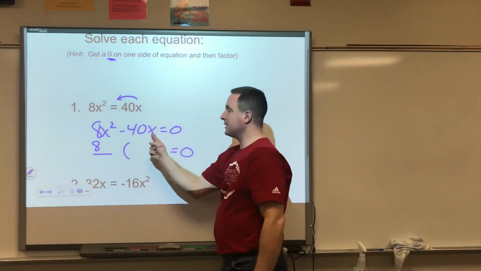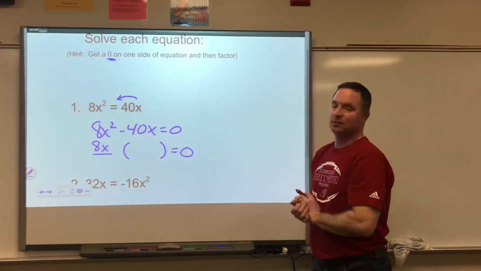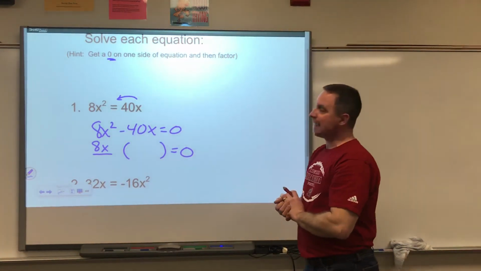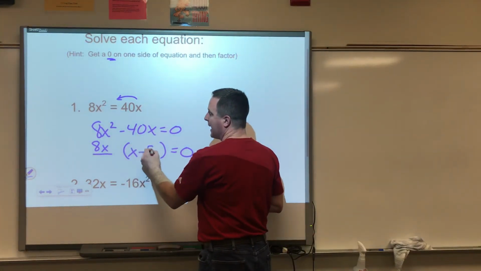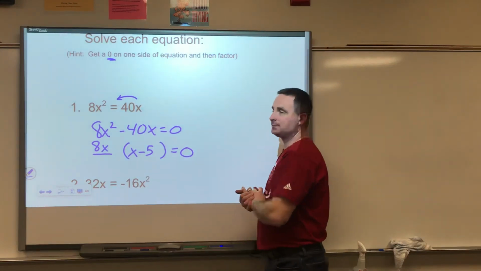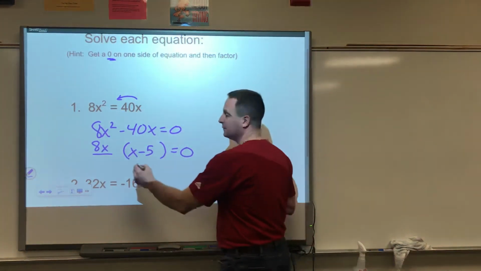This has 2 of them, this has 1. Well, I can take one of them away. So I can take out an 8 and an x. And what's left over if I take out an 8 and an x? I have an x here, and 40 divided by 8 is 5, and my x came out in front. So that one factors into 8x and an x minus 5.